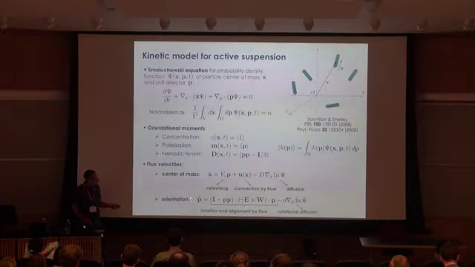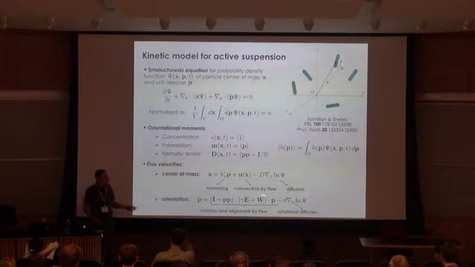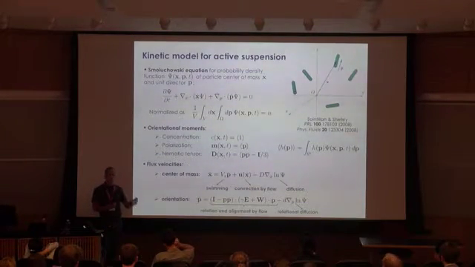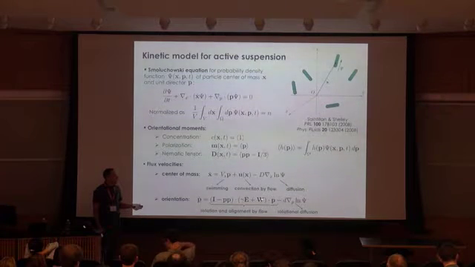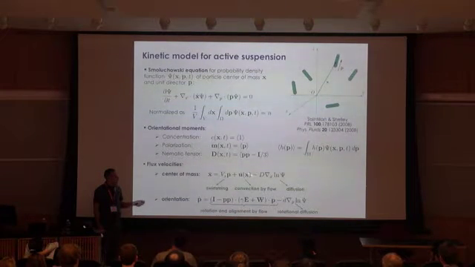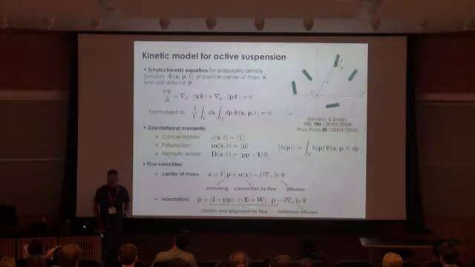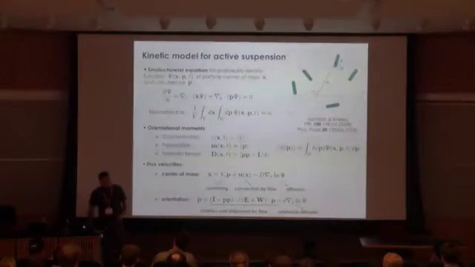P dot is the angular velocity, and this first term on the right-hand side here is known as Jeffery's equation, and it tells you how one particle rotates in a flow field, where E and W are the rate of strain and vorticity tensors associated with the velocity field U. And finally, you can also add rotational diffusion. So that's our basic model.